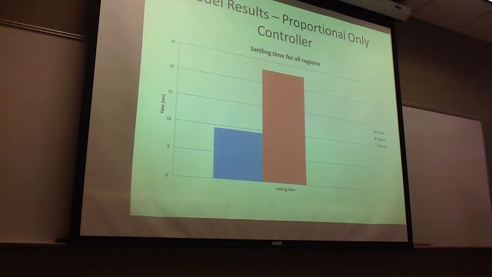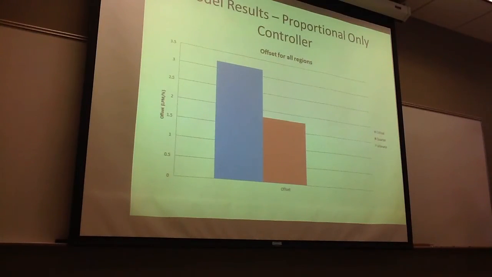So for the settling time, we can see that the different regions react differently. On the ultimate region, it never settled down, so I didn't put the values. On the quarter, we can see that the settling time is way longer than the critical region. The offset for the critical is bigger than the quarter.